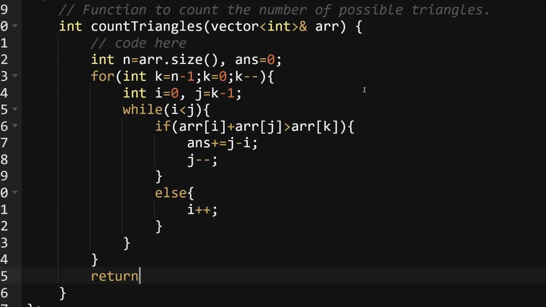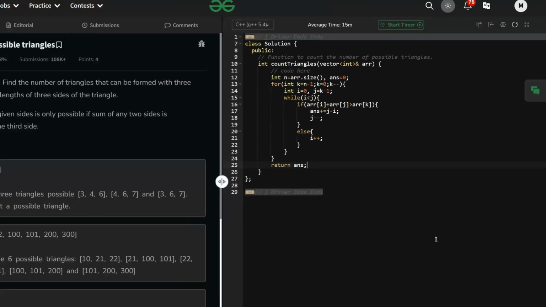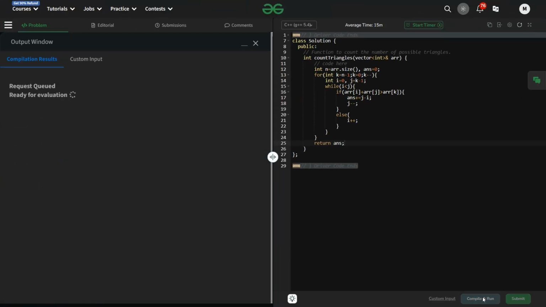This was all you had to do. Return answer. Try to compile and run it and wait for the output. Okay, there is some problem, guys. There is some problem. Let me see.